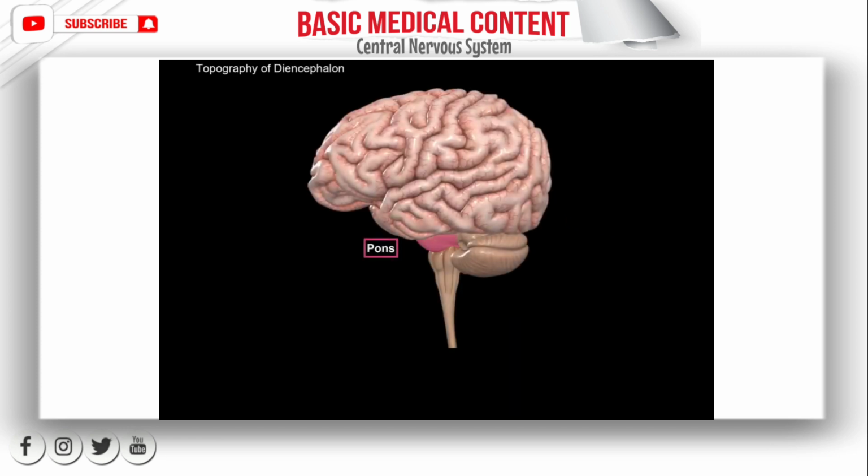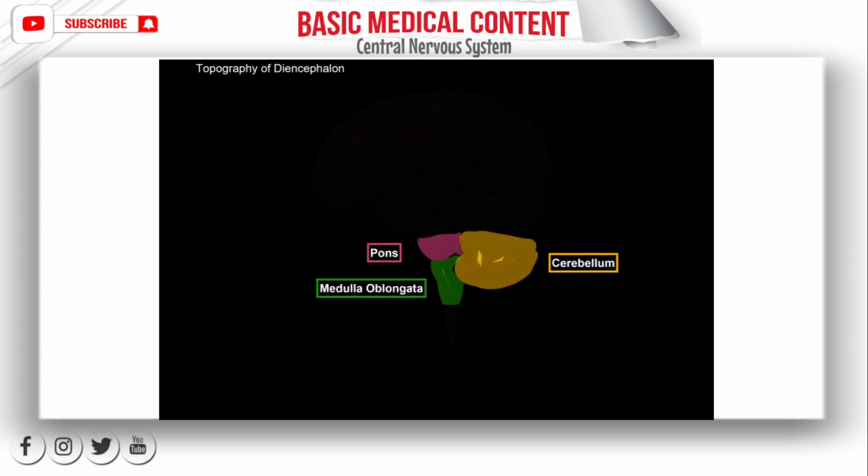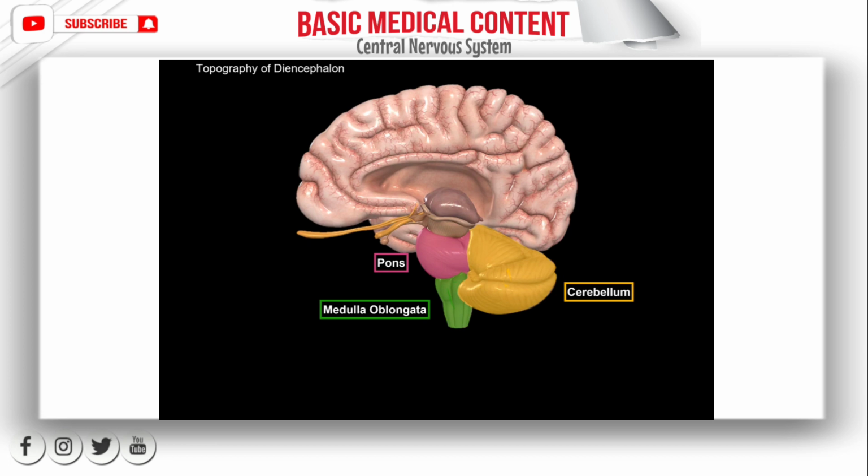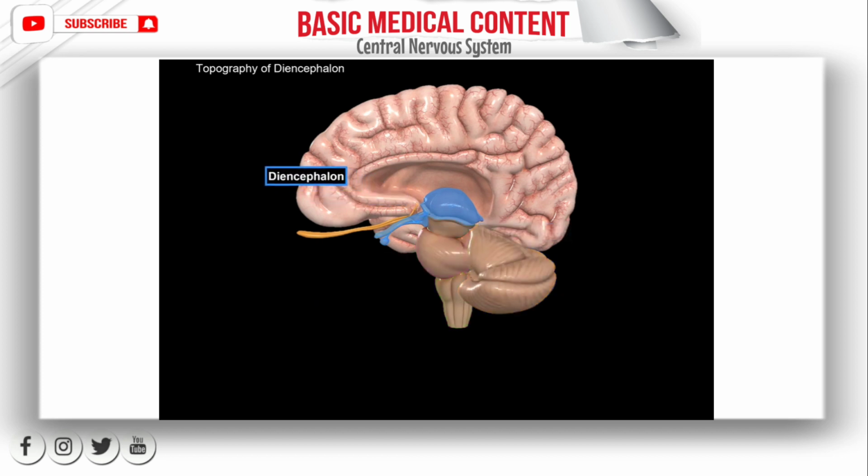Alright, so here we see pons, medulla, cerebellum, and the spinal cord. And if you remove one side of the hemisphere, we will be able to see the midbrain. And right above the midbrain, we have our diencephalon. So the diencephalon is a group of nerve nuclei that surrounds the third ventricle.